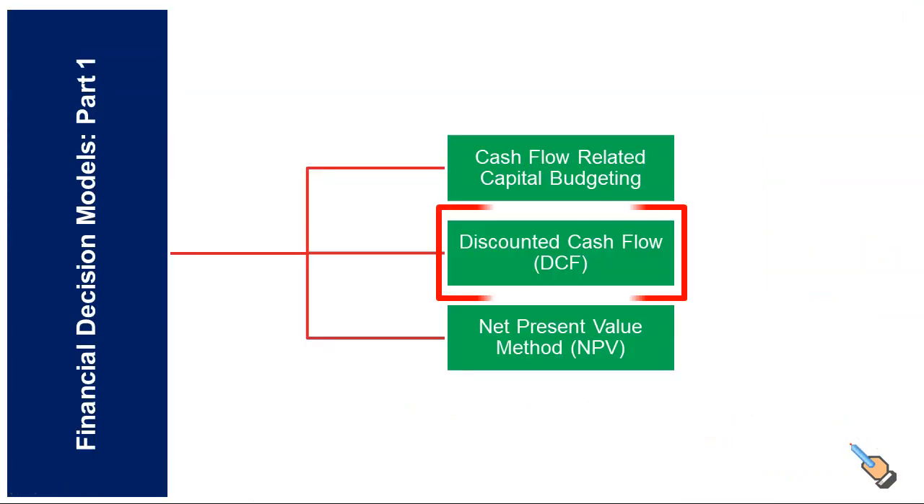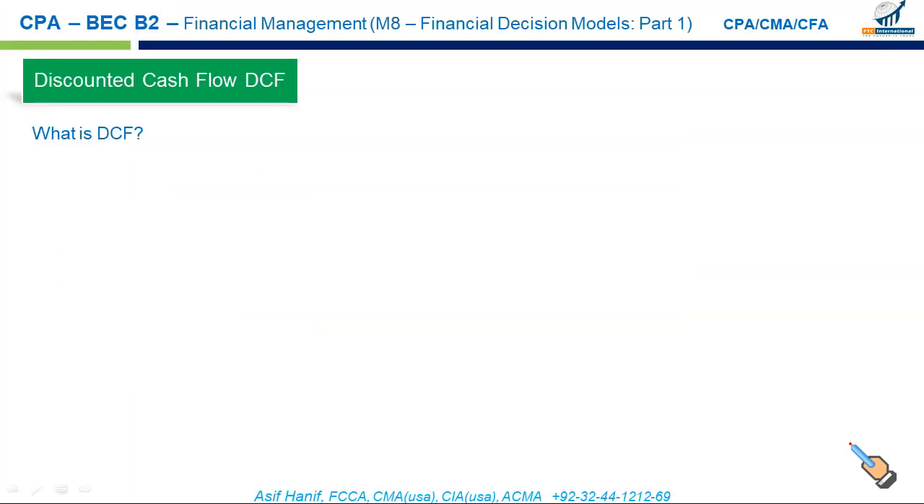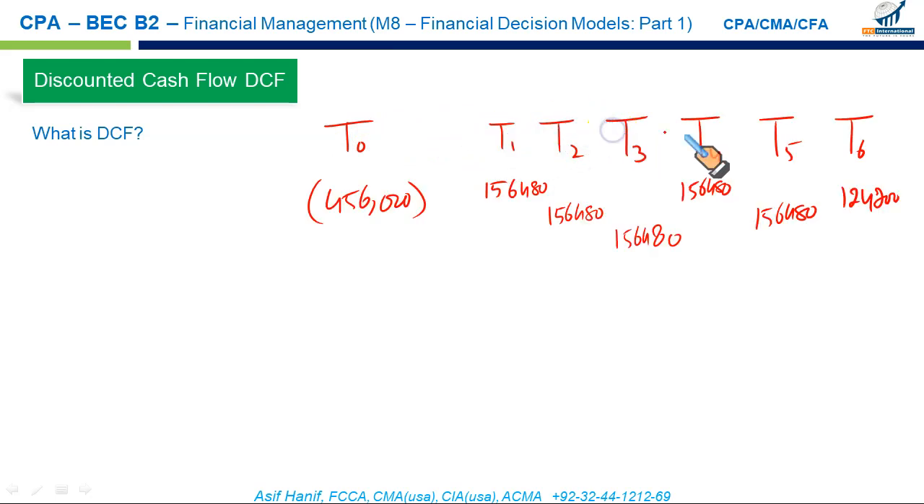Your next subtopic is discounted cash flow analysis, DCF. What is DCF? Let us continue with the previous example. We just discussed that there were some cash flows: your T0, T1, T2, T3, T4, T5, and T6. So these were the cash flows we just discussed a little while ago. This is your initial investment at the inception of the project, and these are our annual cash flows for the coming 6 years. The DCF valuation method simply incorporates the time value of money concept and brings these future cash flows into the present term.